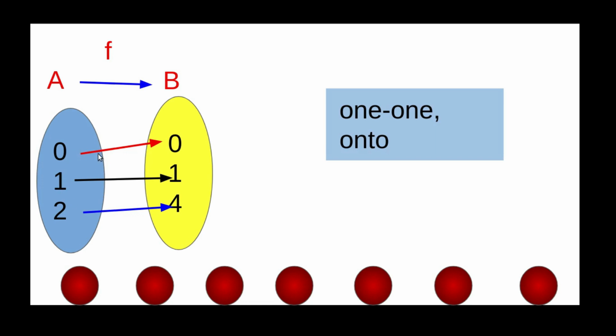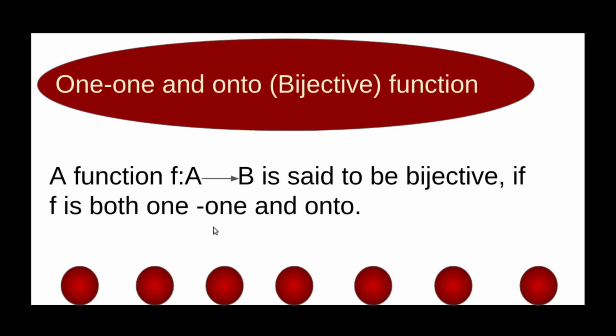In this case, this function is both 1-1 and onto. Distinct elements are mapped to distinct elements. Every element of B has a preimage. So this function is both 1-1 and onto. So this function is known as a 1-1 onto function or bijective function. A function f from A to B is said to be bijective if f is both 1-1 and onto.